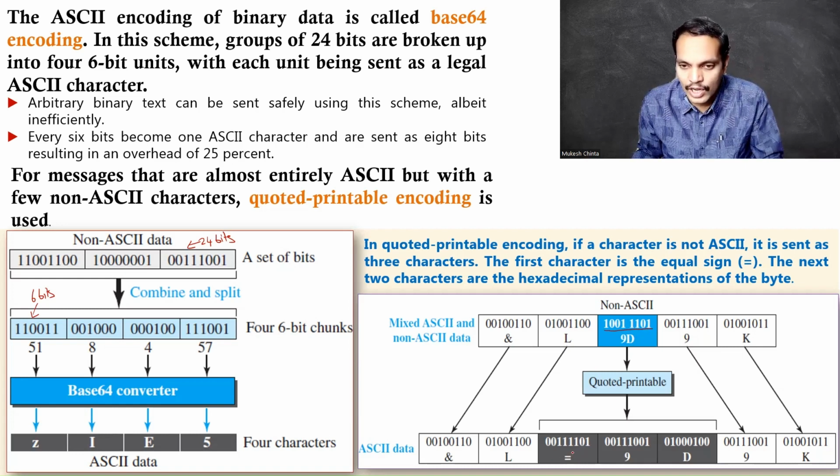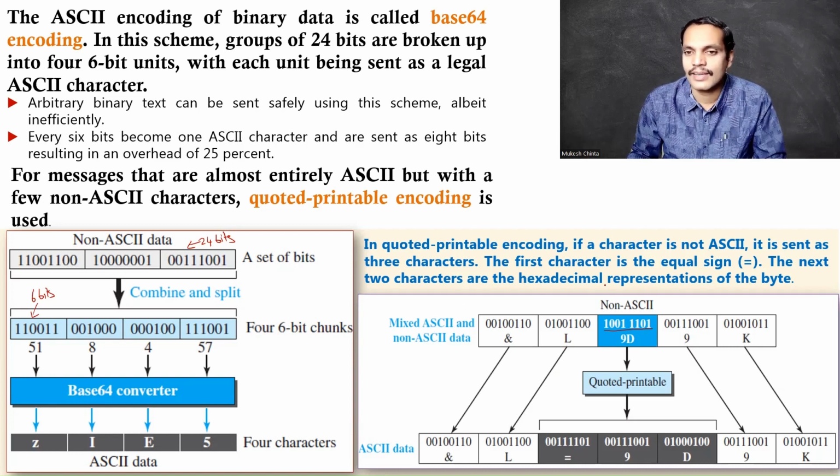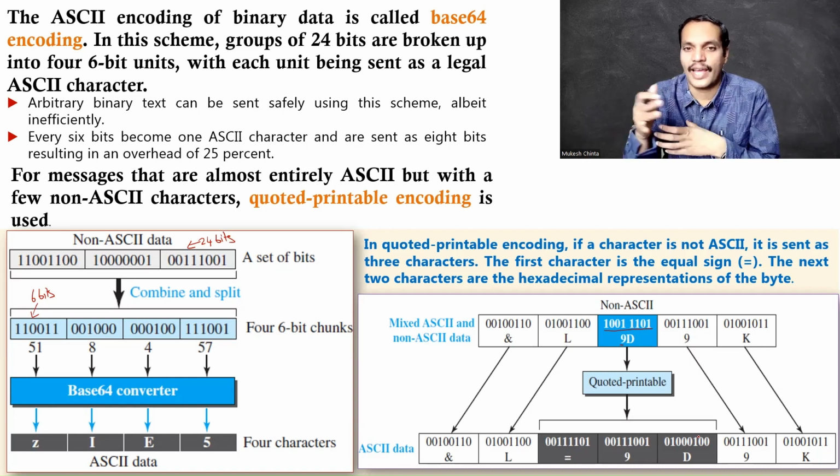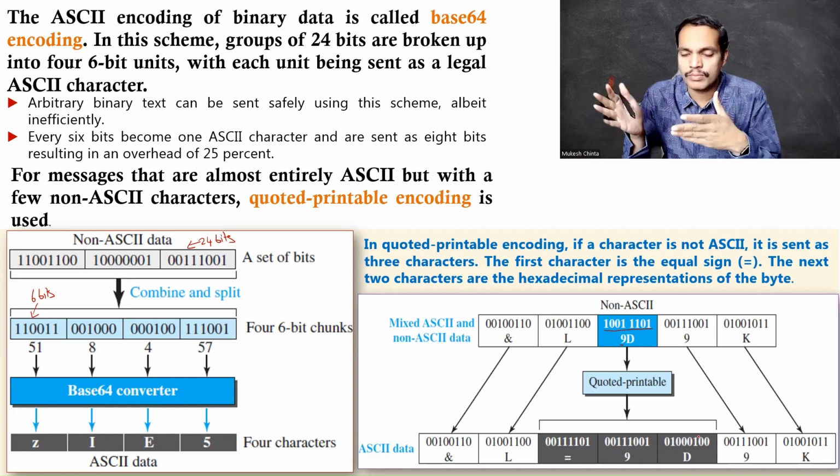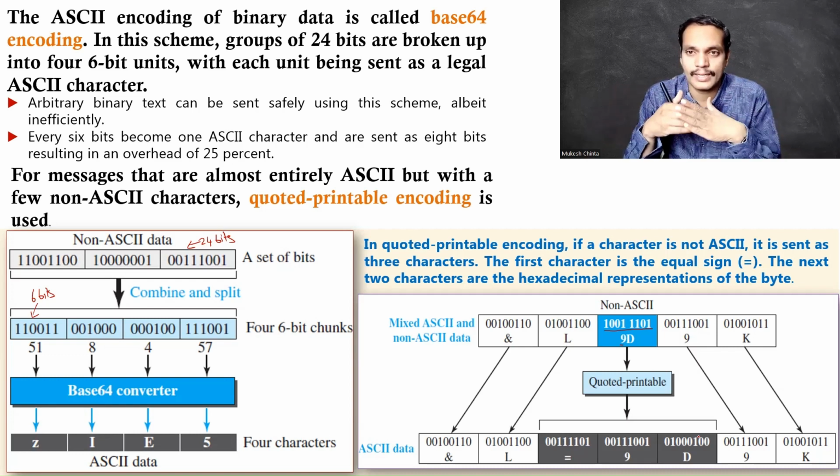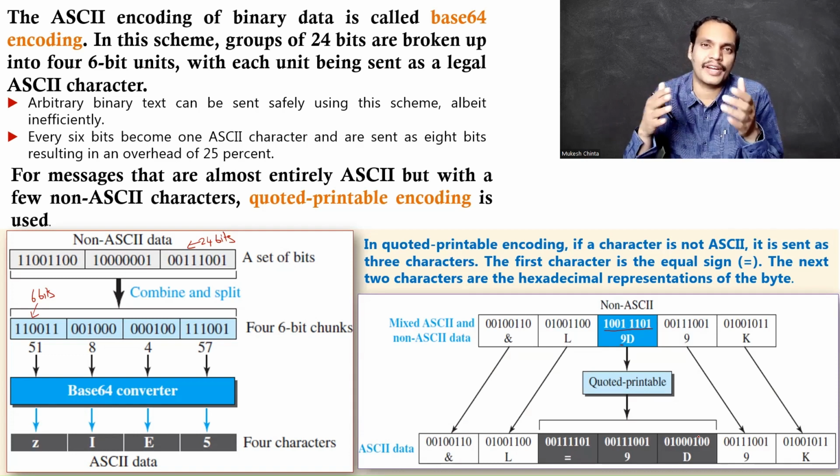The first character is the equal sign, followed by the next two characters, which are the hexadecimal representations of the byte. So 1001 is represented as 9, and the second half of the byte, 1101, is represented as D, and then sent as ASCII data. So one non-ASCII character is now sent as 3 characters. You might ask, sir, how 1 becomes 3? Is it efficient? That's what I say: this quoted printable encoding scheme is best utilized when the data is almost ASCII except for some bits and pieces of data.